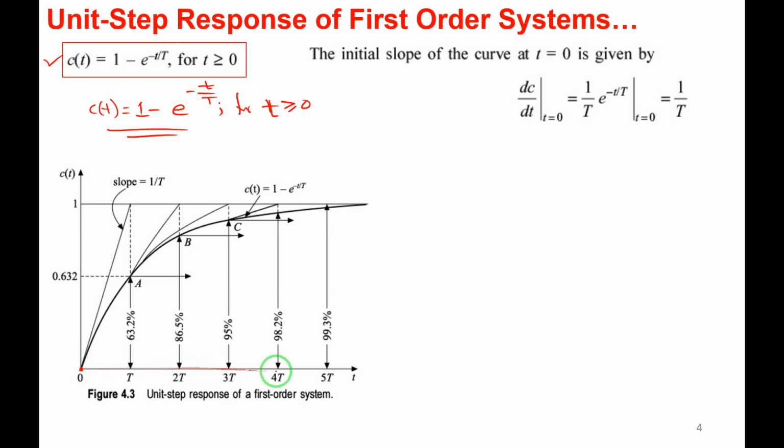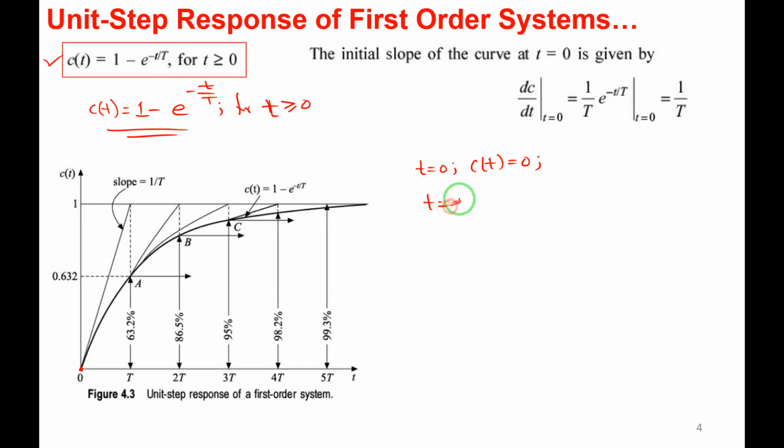The x-axis is the time axis t, and the y-axis is C of t, the response of the system. For various values of t, just go on plotting the values. For t equal to 0, we got the point as 0. Then for t equal to 0, C of t is what? C of t we got as 0, because this will be 1, and 1 minus 1 will be 0.